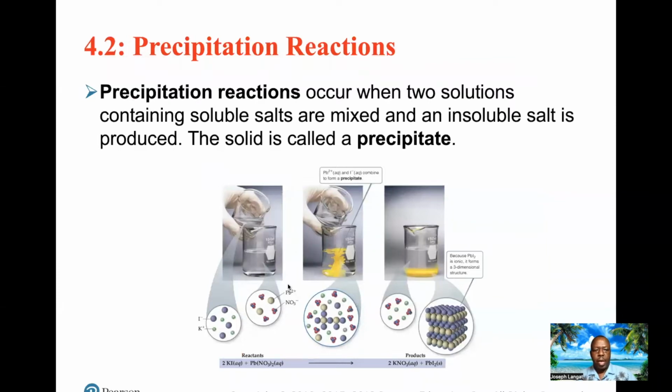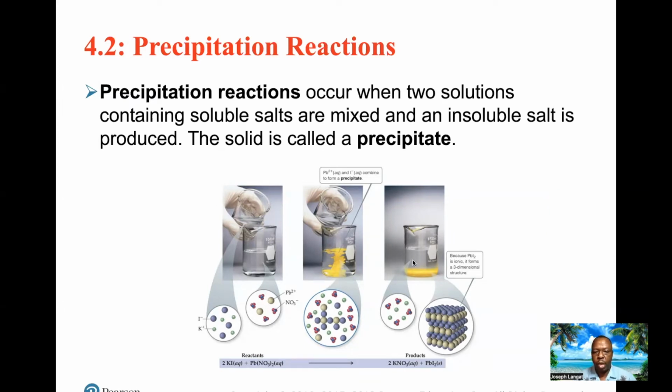Between the reaction of potassium iodide in one beaker and lead(II) nitrate, be able to name your compounds. This is lead(II) nitrate solution in another beaker. The product here, there is a solid being formed, and this is lead(II) iodide. And of course, potassium nitrate is aqueous, which means soluble in H2O.